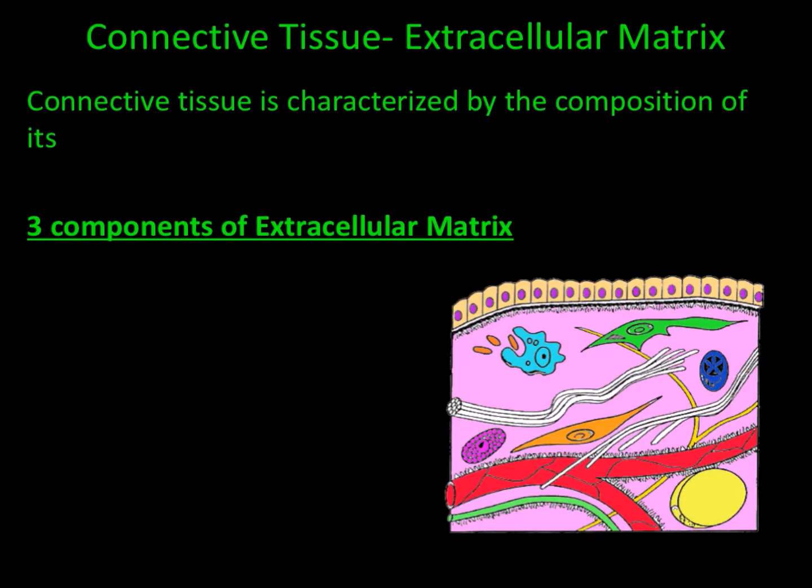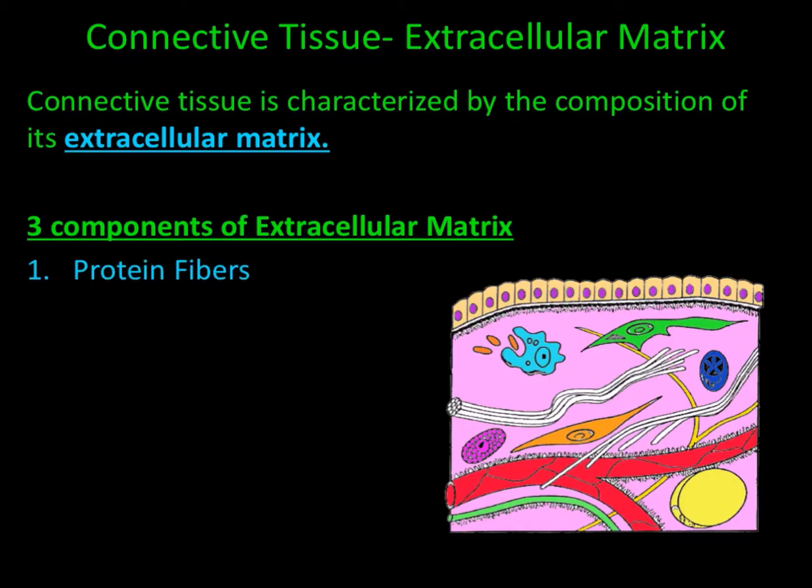The second part of connective tissue is called the extracellular matrix, and it's the composition of the extracellular matrix that distinguishes each type of connective tissue. And there are three components of extracellular matrix. The first component of extracellular matrix are the protein fibers. The second component is an organic ground substance, and the last component is water or fluid.